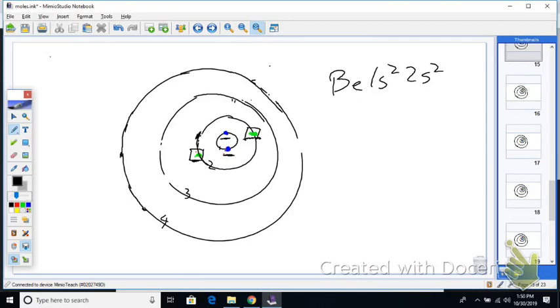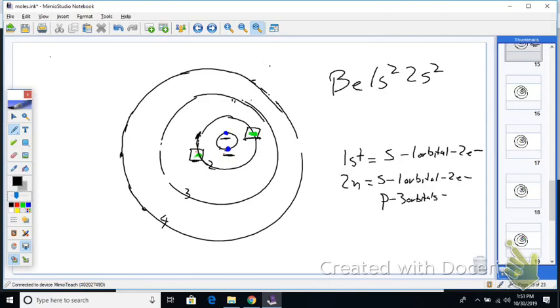So the first energy level can have an S, and that would be 1 orbital, and that would be 2 electrons. The second can have S's, which is the above, 1 orbital, which is 2 electrons, and it can have P, which is 3 orbitals, which is a total of 6 electrons. Does that make sense? Okay. And then we'll go up to D today.